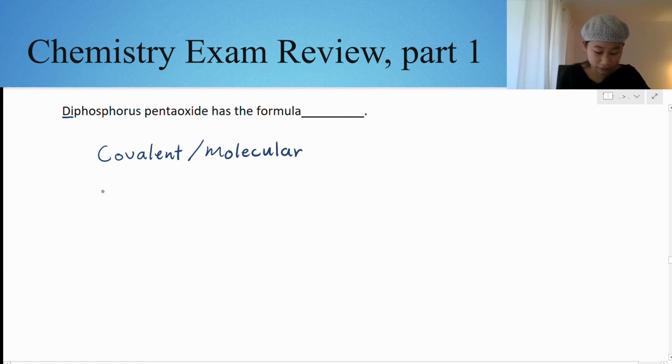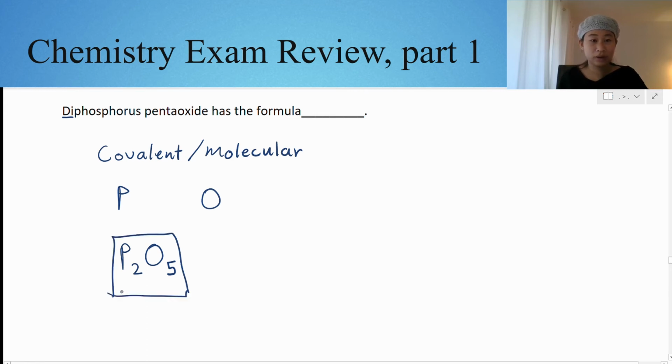So we have diphosphorus, so phosphorus is represented by P, and we have pentaoxide, so oxide we know represents oxygen. Okay, so we have a P and an O. We have di, which means 2. So 2 phosphoruses, and pentaoxide, so we have penta, which means 5. So this is going to be the formula for diphosphorus pentaoxide.